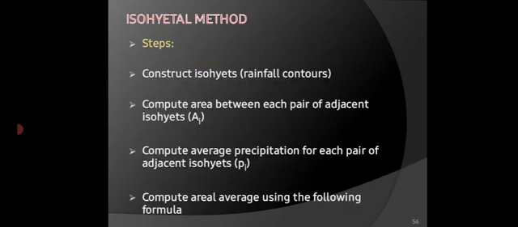The third method is the isohyetal method, and the steps involved are to construct isohyets. What are isohyets? Isohyets are contours which represent equal rainfall value. So they are rainfall contours. So prepare an isohyetal map, then compute the area between each pair of adjacent isohyets.